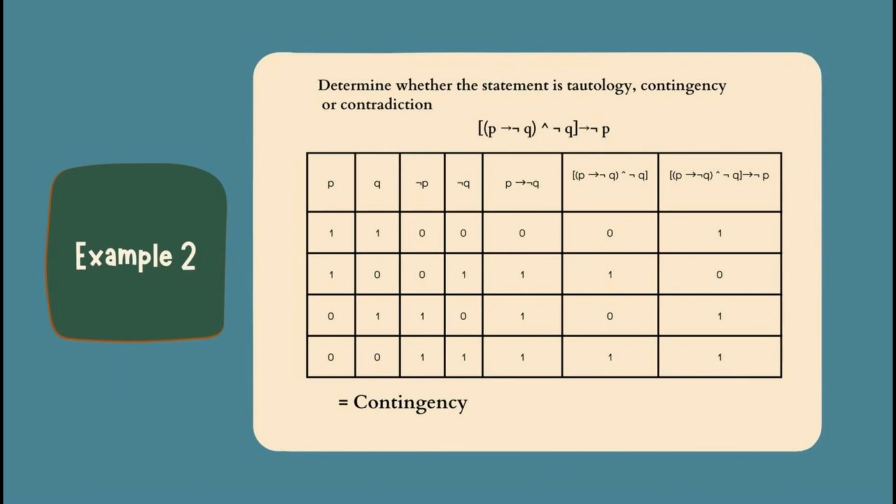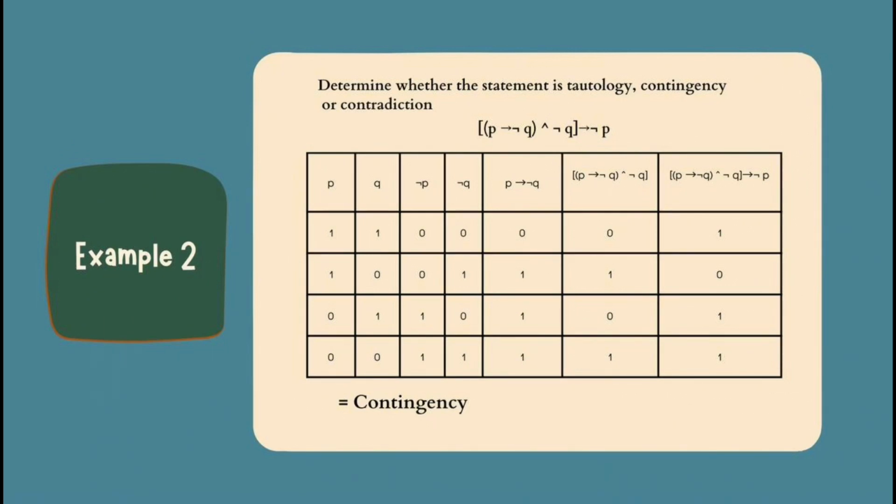For the first column, the truth value for P is 1, 1, 0, 0. The truth value for Q is 1, 0, 1, 0. The third column is negation; the truth value is always the opposite of the truth value of P. So the negation statement for not P is 0, 0, 1, 1. Negation statement for not Q is 0, 1, 0, 1.